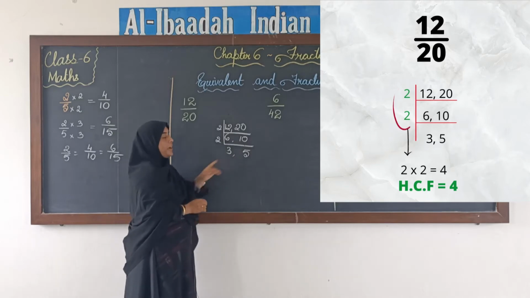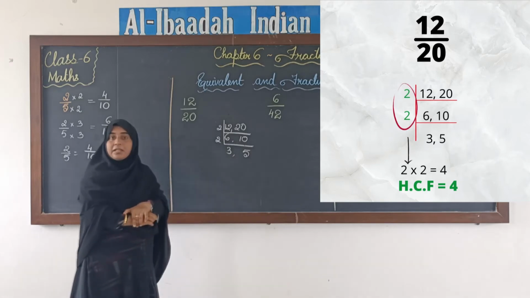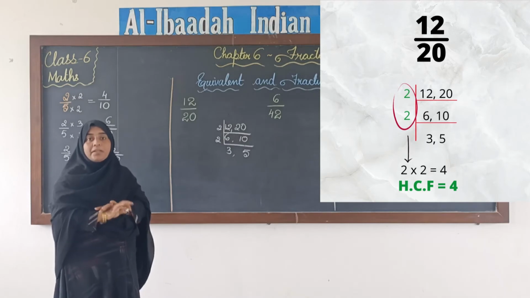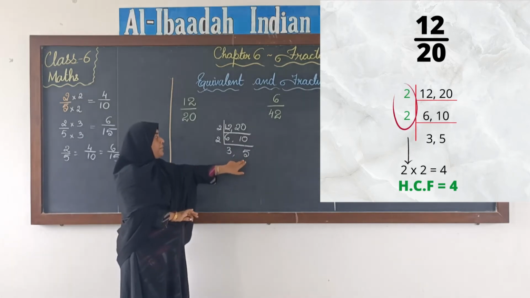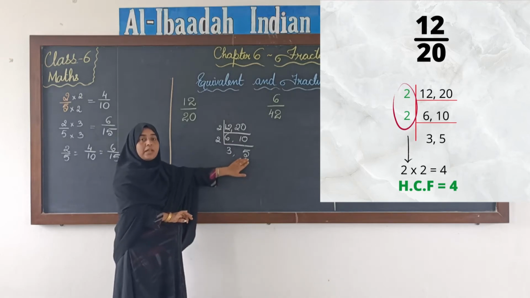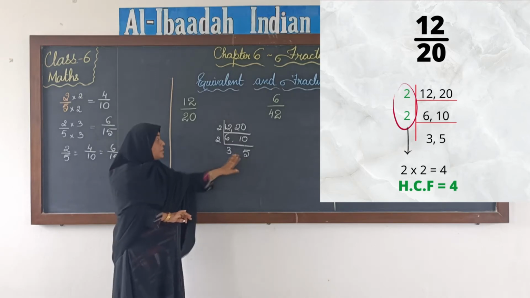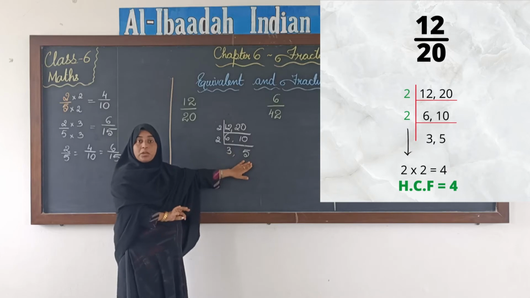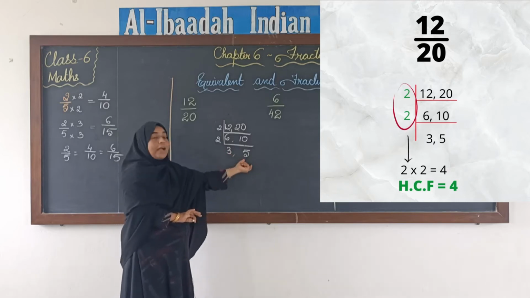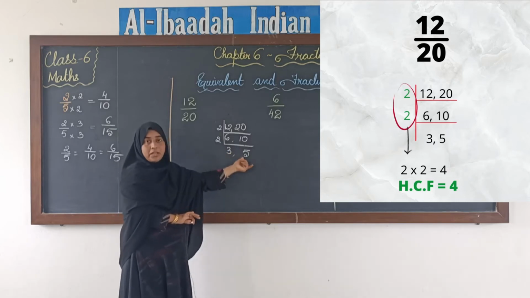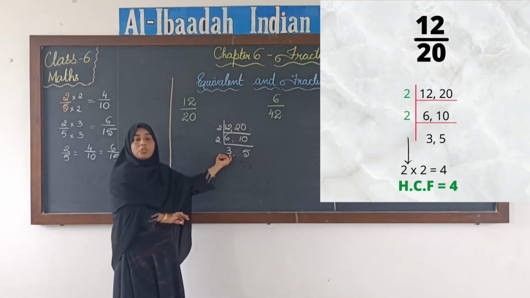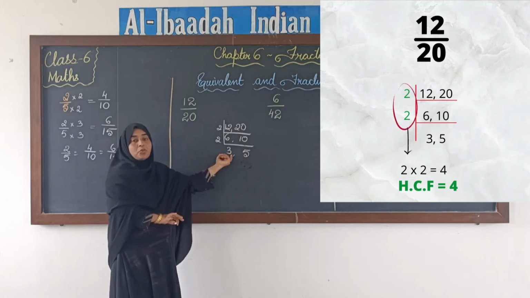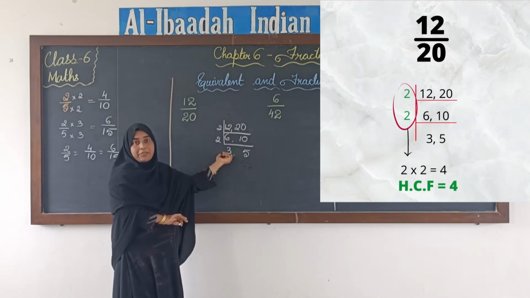Now, 3 and 5. Is there any number that will divide 3 and 5, a common divisor? No. 3 is a prime number, 5 is also a prime number. So, we do not have a common divisor for 3 and 5. There is no number that will divide both 3 and 5, because 5 is a prime number, 3 is also a prime number. So, there is no common divisor for 3 and 5.